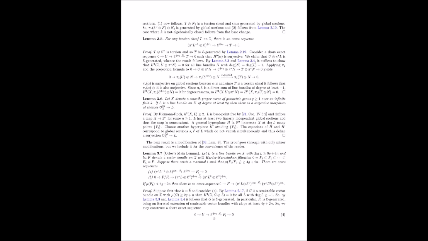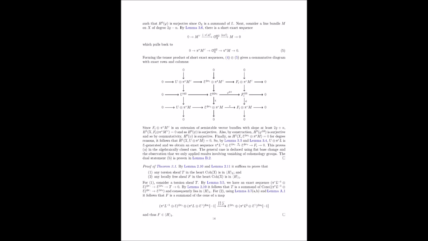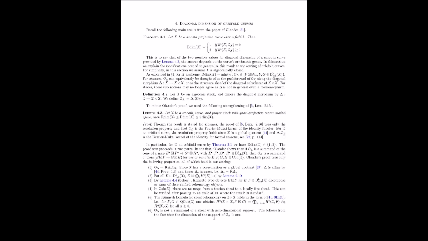But it gets more interesting with orbifold curves, right? Yeah. Theorem B. It states that the diagonal dimension is 1 if and only if the degree of the canonical bundle is negative. What's the intuition there? The key is this. A negative degree of the canonical bundle is tied to these, they're called tilting bundles, special objects.